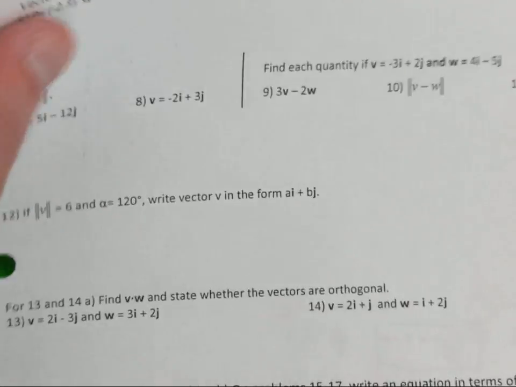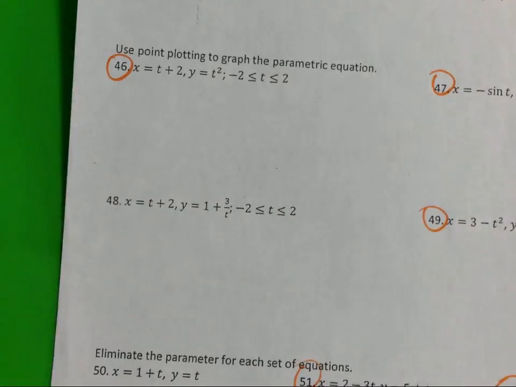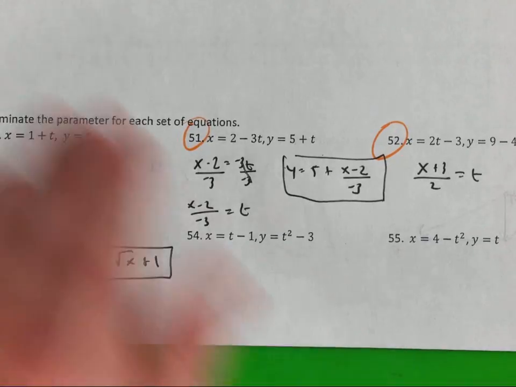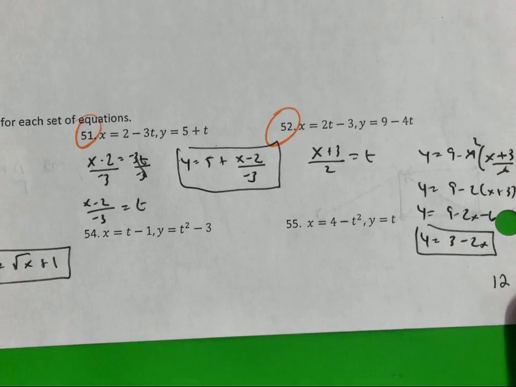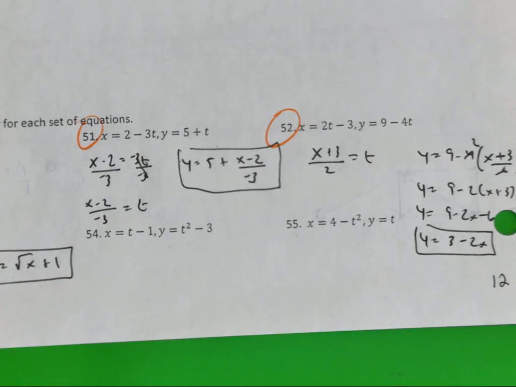Okay, let's go over homework now. Let's look at number 46. Let's go over the bottom first. The bottom's the easiest, isn't it? Check your work on 51 and 52. 51, you can leave it in that form, y equals 5 plus x minus 2 over negative 3.